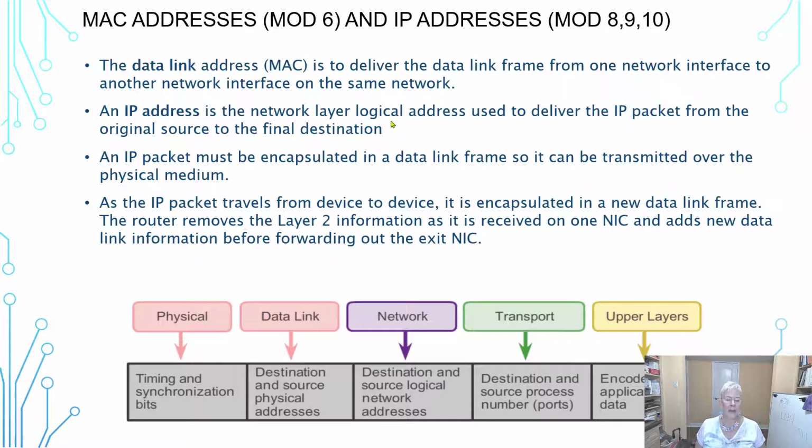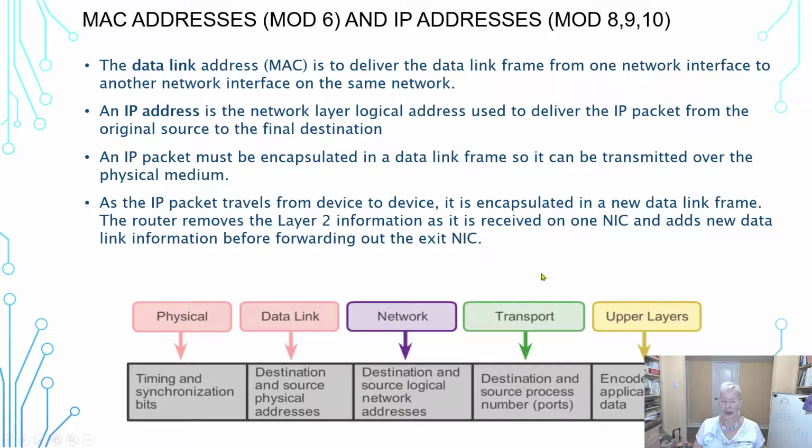As the IP packet travels from device to device, it gets encapsulated in a data link frame. Routers will remove layer 2 information as it is received on one NIC and add new data link information before forwarding it out the exit network interface.